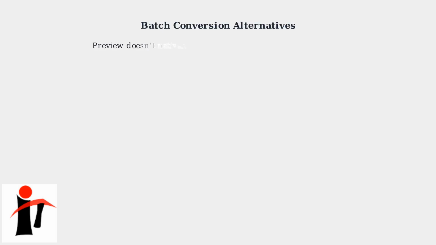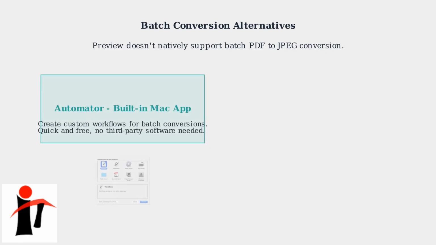Preview doesn't natively support converting multiple PDF pages to JPEG at once. For batch conversions, you have several alternatives. First, use Automator, a built-in Mac app. Create custom workflows to process multiple pages quickly without needing third-party software.